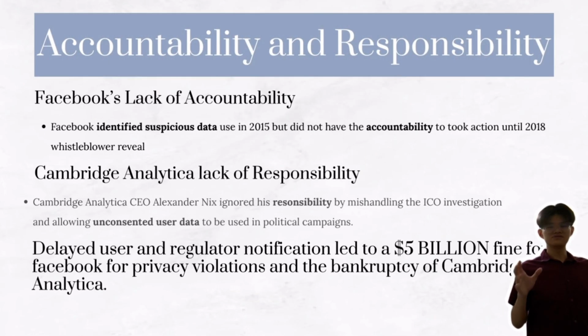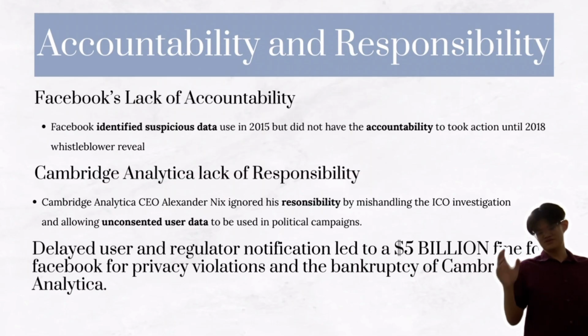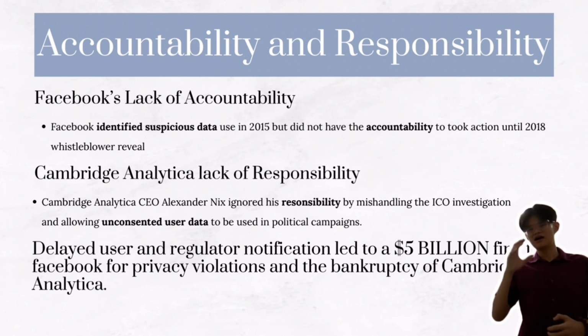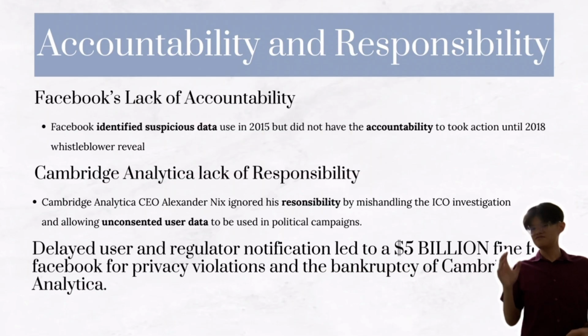The third ethical issue identified is that, under the ACM Code of Ethics, Cambridge Analytica breached the principle of accountability and responsibility. Even though Facebook identified such user data misuse in 2015, they did not take responsibility and act until 2018. The whistleblower revealed that Cambridge Analytica was secretly collecting data from unconsenting users.